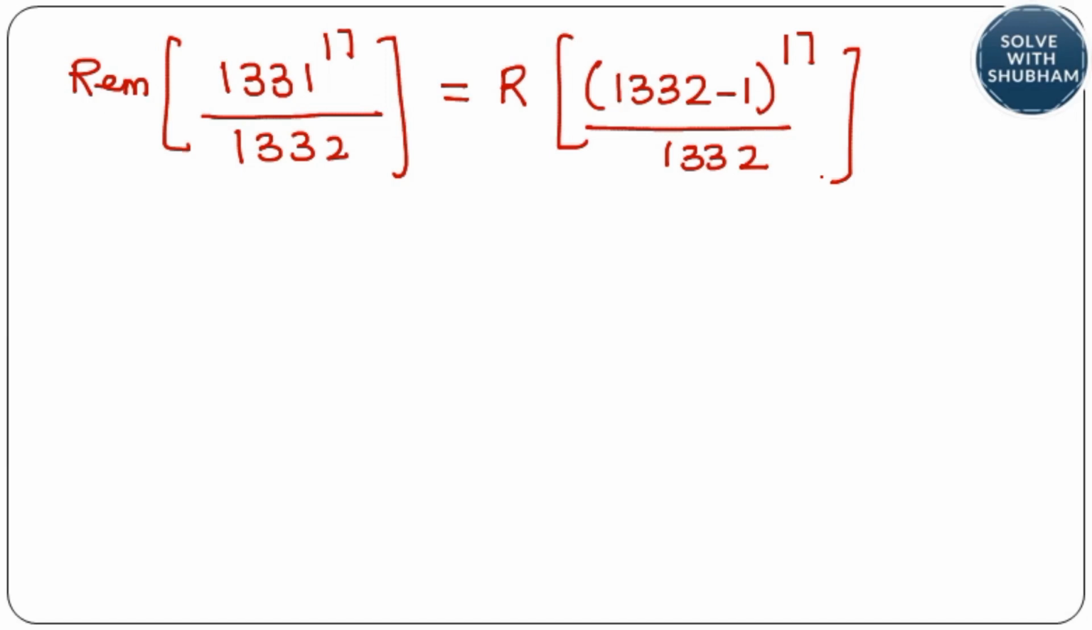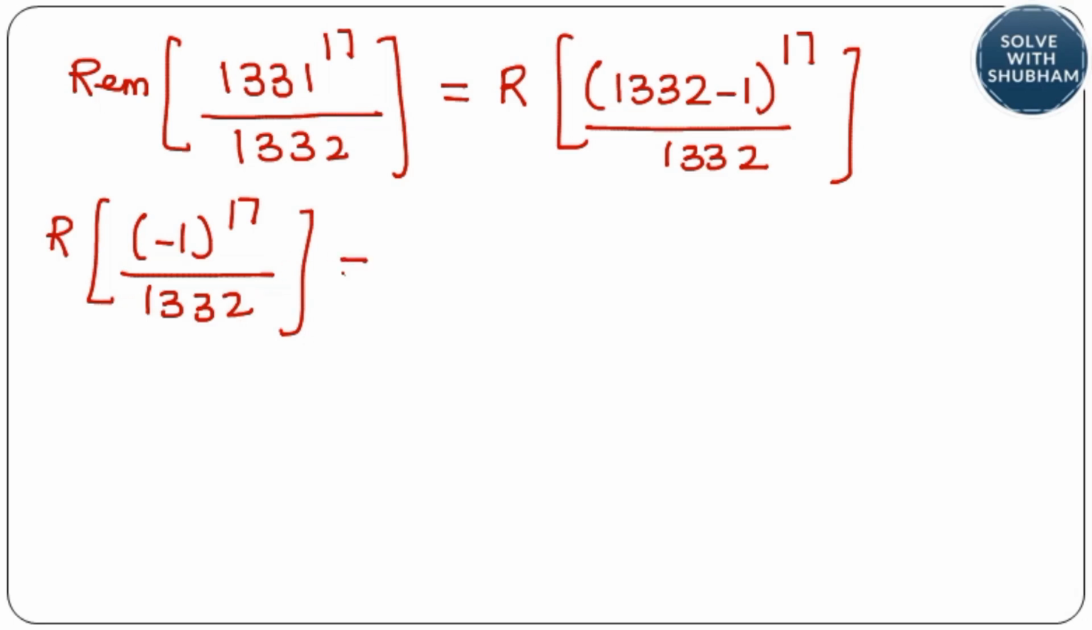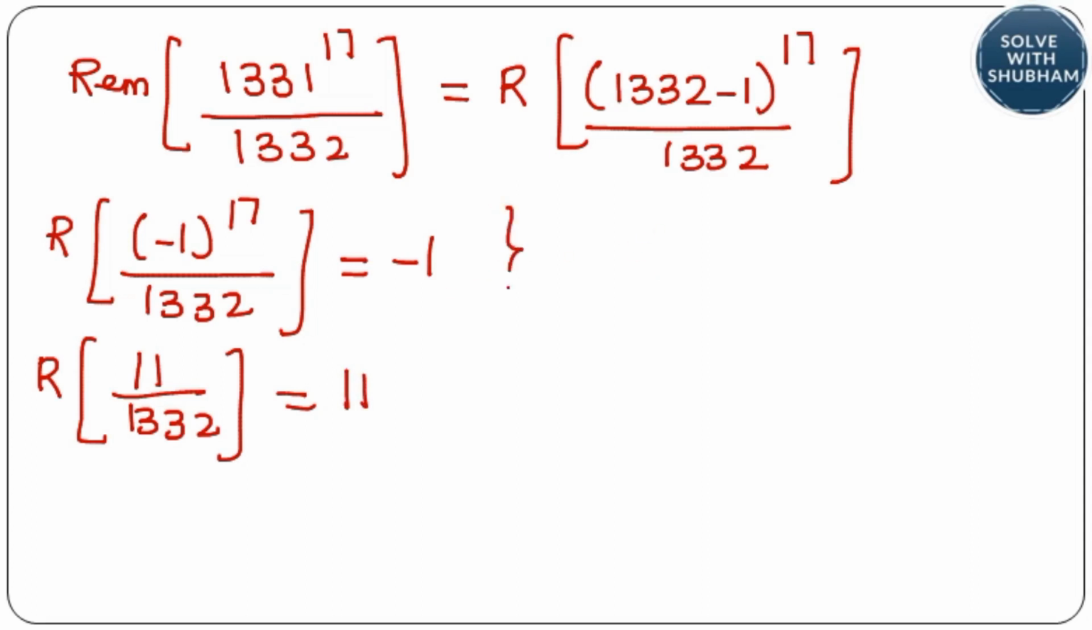If you have gone through my first class, we have discussed there the formula for binomial expansion. Looking at the numerator, all the terms will have 1332 except one term which will be consisting of minus 1 to the power 17. So here the remainder would come as minus 1. Second part is remainder when 11 is divided by 1332, which is 11. So basically, combining these two, your remainder would be minus 1 into 11, which is minus 11.